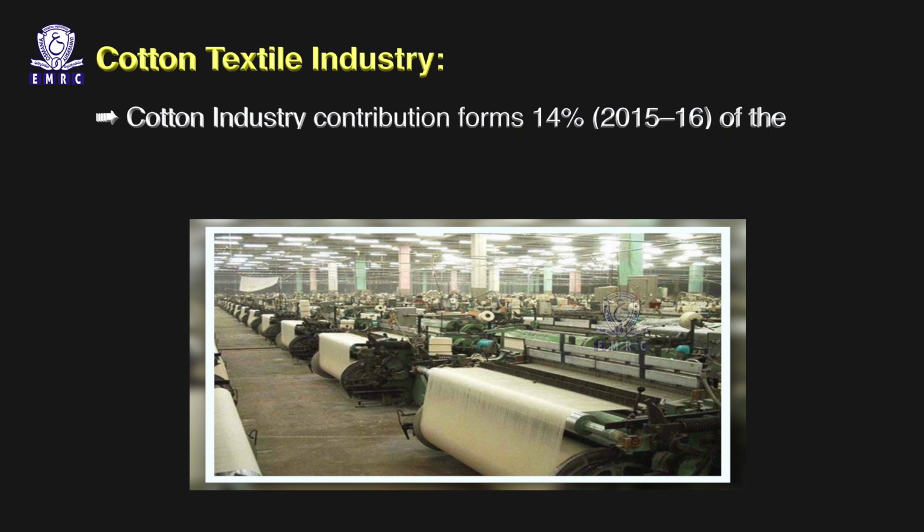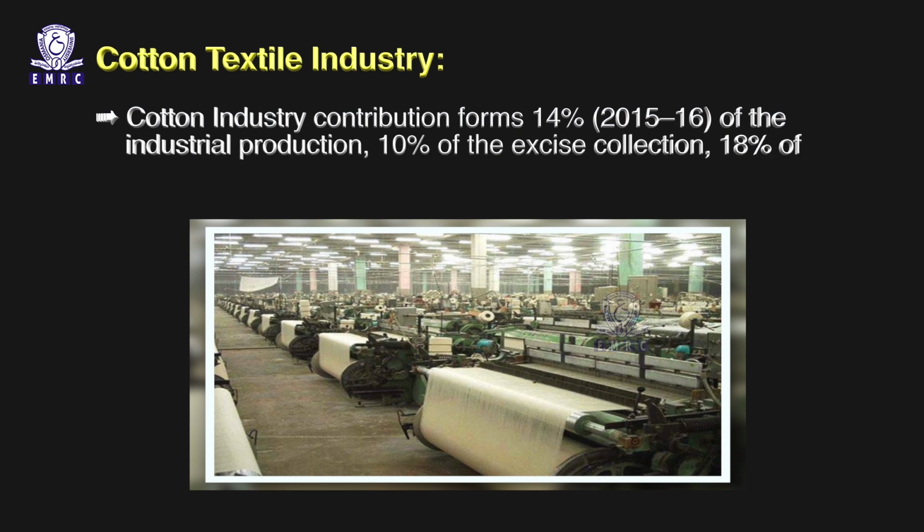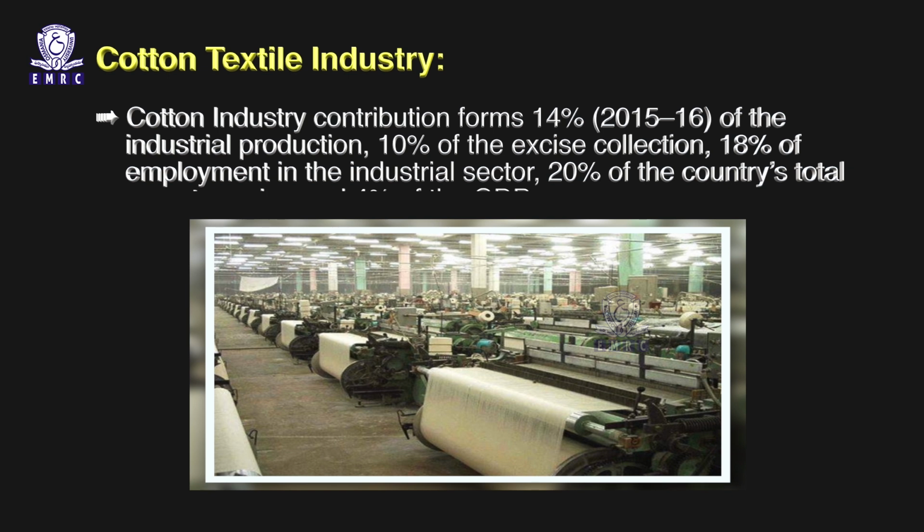Textile industry includes cotton, jute, wool, silk and synthetic fiber textiles. India is one of the leading producers of textile goods. It is one of the largest and most important sectors in the economy in terms of output, foreign exchange earning and employment in India. Its contribution forms 14% of the industrial production, 10% of the excise collection, 18% of the employment in the industrial sector, 20% of the country's total export earning and 4% of the GDP.